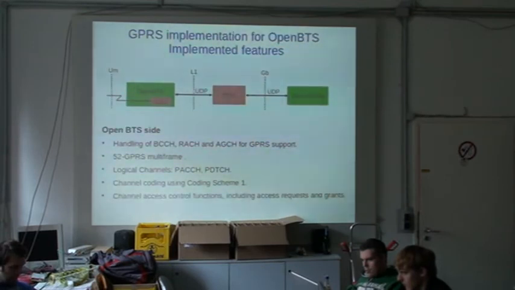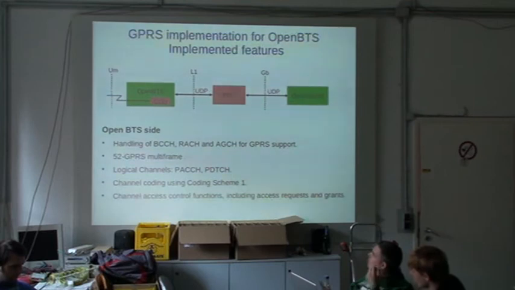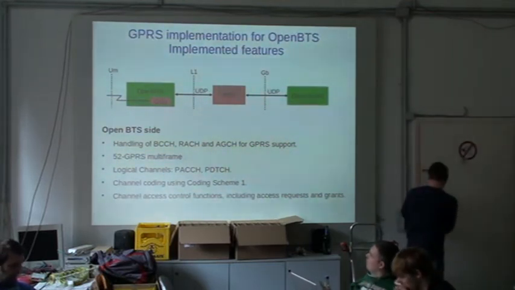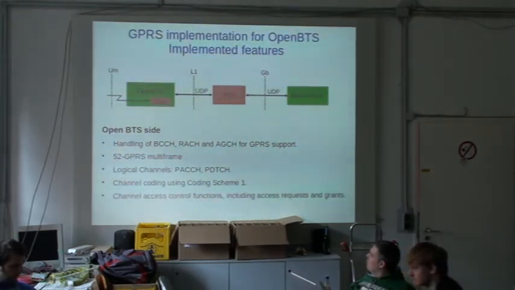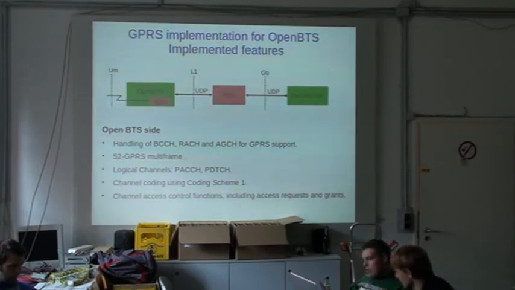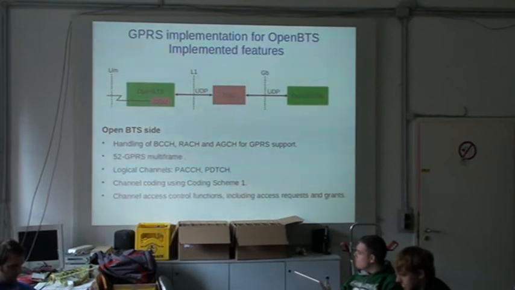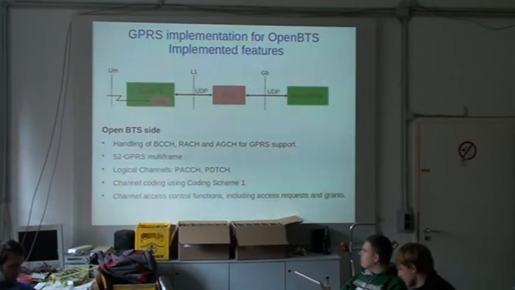Okay, now we can discuss our implementation. Here you can see the features which were implemented. On the OpenBTS side, it's handling of BCCH and RACH for GPRS support. We have implemented the 52 GPRS multiframe, two additional logical channels, PDCH and PCCH, and now we implemented only coding scheme 1, which is basically the same as in GSM. So we don't actually implement it, we just reuse it from existing OpenBTS. And we implemented channel access control functions, including access request and grant.